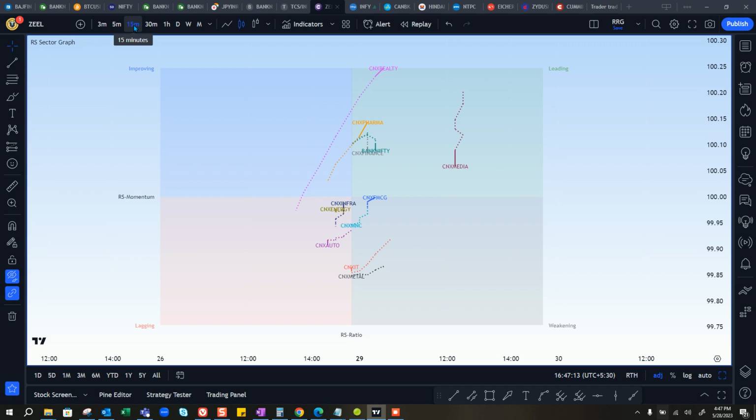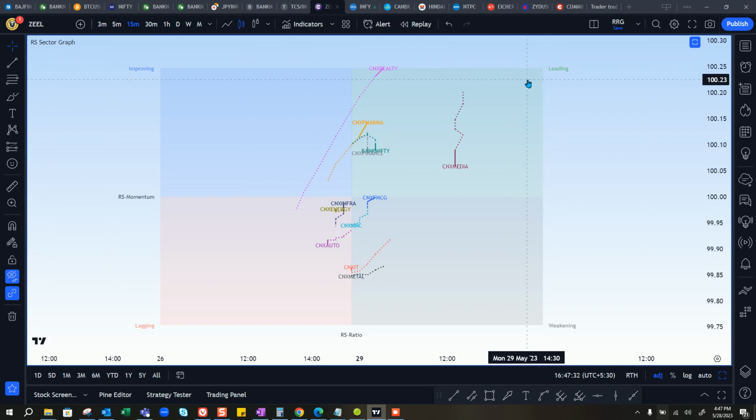What I see early morning, from 9:15, 9:30 till 9:40, is which sector is moving or going into the leading category, either from improving to leading, or further improving in the leading category. That is my area.